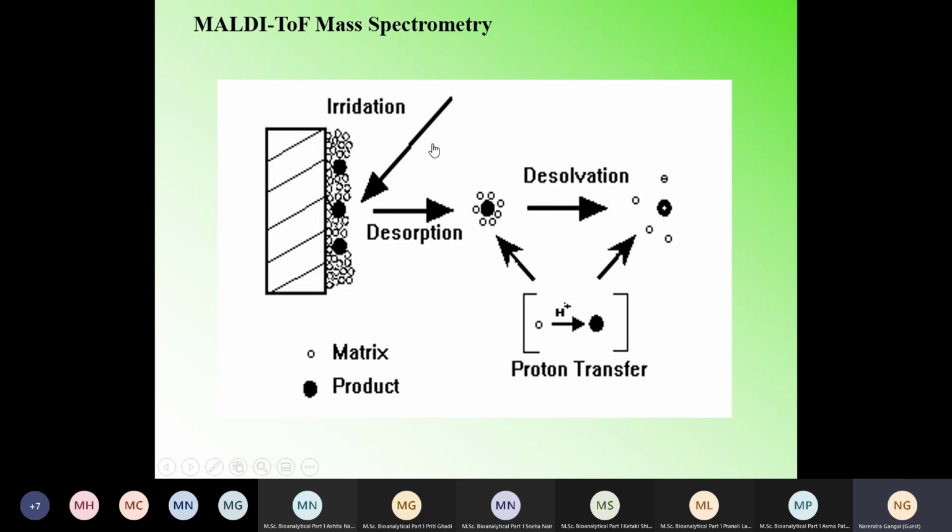Any question on this? No, sir. Okay. Which matrix, that we will see subsequently. You can have a variety of matrix depending upon the compound of interest.